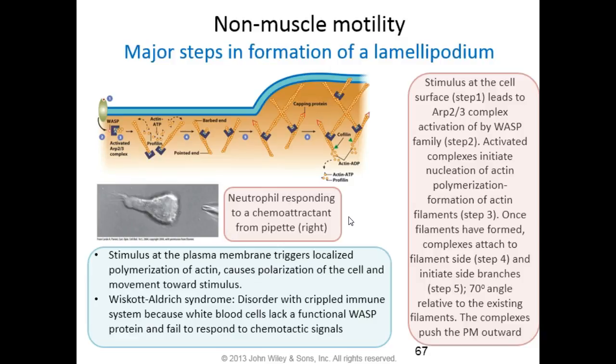The so-called Wiskott-Aldrich syndrome is a disorder with crippled immune systems because white blood cells lack functioning WASP proteins and fail to respond to chemotactic signals. So WASP stands for Wiskott-Aldrich syndrome proteins, right? And this family of proteins shares similar domain structure and are involved in the transduction of signals from receptors on the cell surface to the actin in the cytoskeleton. And if you fail to have these, then your white blood cells won't migrate to sites of infection in the body.